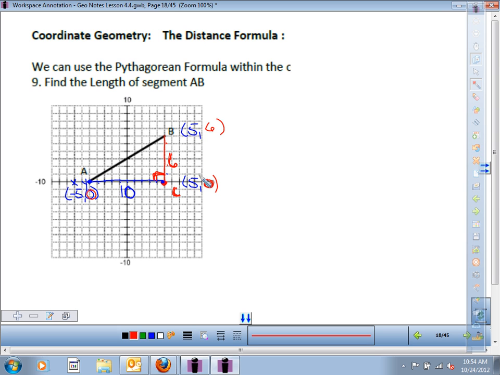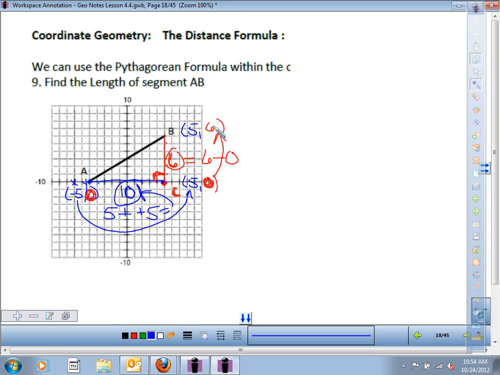Now, how did we get this 6? Well, we went from 0 over here, now we're at the same height here, 0, up to 6. What's the distance from 6 to 0? 6 minus 0 is 6. So that's where we got that 6 from. Now, how did we get this one? We went from negative 5 to 5. What's the distance? 5 minus negative 5 is 10. So that's how we got that.